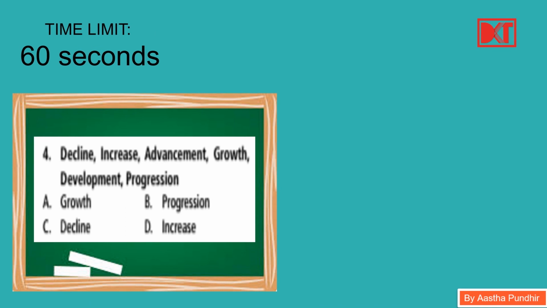Okay, so here the words are decline, increase, advancement, growth, development, progression. So here the options growth, progression, decline and increase. Here the odd one out is C, decline. The other words like growth, progression, increase, they talk about adding value, right? Something increasing, going up. Progression again, something which is progressing and going up, increase again, going up. Whereas decline, it means going down. The other words also, increase, going up, advancement, going up, even development, development of something, growing up, positive. All right.